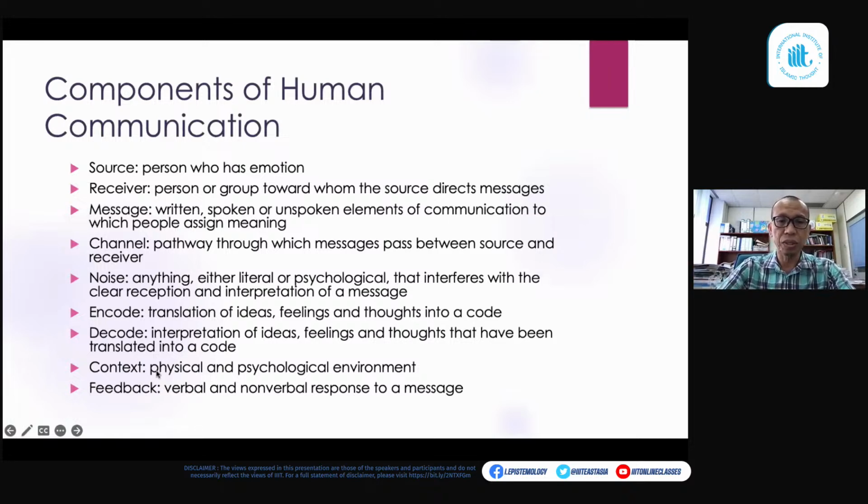Then you have context. You have to know the context of the interaction. Is it in the classroom, or in a noisy cafeteria? This context will influence the way you interact and the kind of messages that you communicate. Then you have feedback, which normally influences the way a source delivers or communicates certain messages. So these are the basic components of human communication in general, whether you talk about interpersonal communication or, in the biggest context, mass media communication. Then let's proceed further.